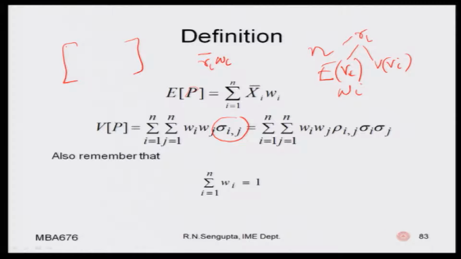So, it will be multiplied by W1 square, where W1 is the weight for the first random variable. If you consider the last one, it will be the variance of the nth stock or the nth random variable with itself, multiplied by Wn square. And the off diagonal element will be multiplied by the corresponding weights for the first and the second, multiplied by the covariances which you have.